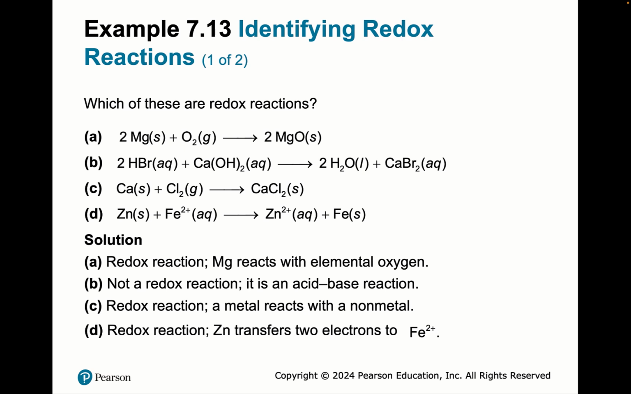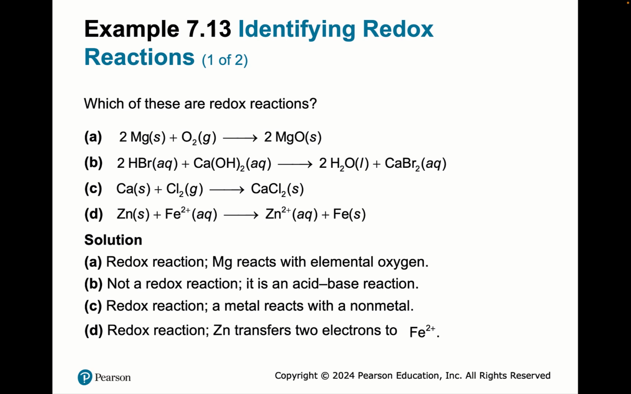For C, calcium metal reacting with chlorine gas to form calcium chloride. Both are elements on the reactant side, so the oxidation state is 0. On the right, calcium is +2, chlorine is -1. There are transfers of electrons, so this is in fact an oxidation reduction reaction. So C is 1.